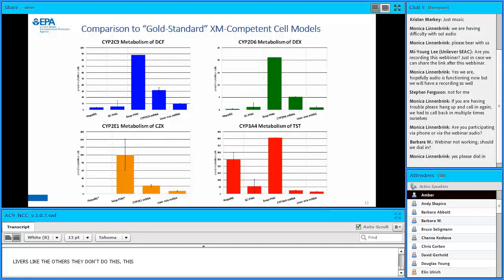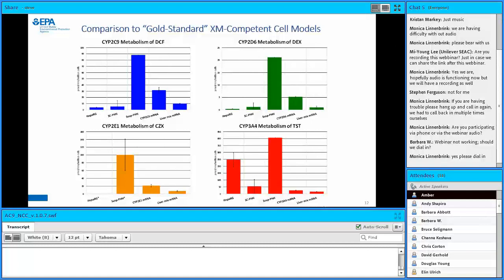But through ectopic expression of these enzymes using mRNA transfection, we don't reach the suspension hepatocyte levels of metabolism, but we definitely surpass the HepaRG and sandwich culture. And for those of you on the phone who might be wondering, this was 2D HepaRG cultures only, no 3D cultures. Then the upper right is 2D6 metabolism of dextromethorphan, and it's the same sort of pattern. Our cells outperform HepaRGs and sandwich culture hepatocytes, but not the suspension cells. Same for 2E1.